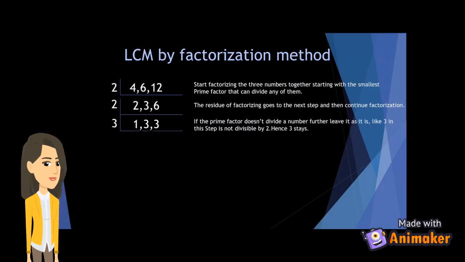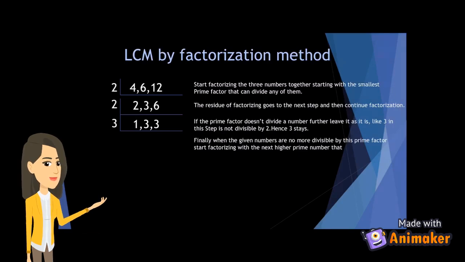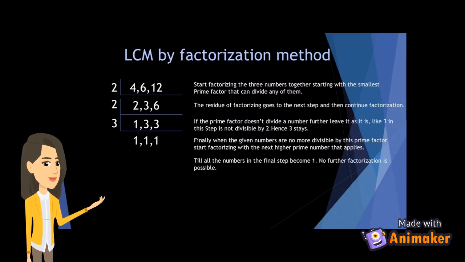Now the next step is, when the given numbers are no more divisible by this prime factor, which is 2, we start factorizing with the next higher prime number that applies. In this case, the next higher prime factor is 3. And this is the result. Till all the numbers in the final step become 1. Now no more further factorization would be possible, right?